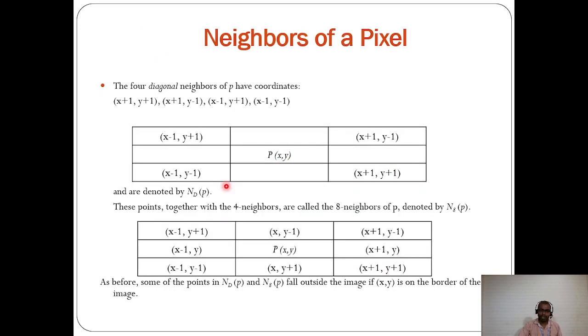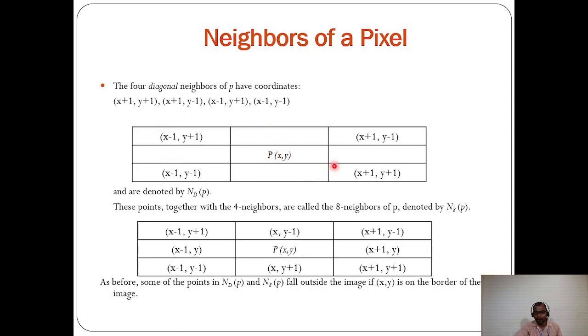Okay, then we can consider the diagonal values. Previously we considered the horizontal and vertical; now we consider the diagonal values. Suppose you take p of x comma y. In p of x comma y we have one diagonal, another diagonal, another diagonal, and another diagonal. The diagonal values are: this one is x plus 1 and y plus 1, the next one is x plus 1 and y minus 1, the next is x minus 1 and y plus 1, and this is x minus 1 and y minus 1. Simply, we add one unit and subtract one unit from the coordinates of the particular pixel.